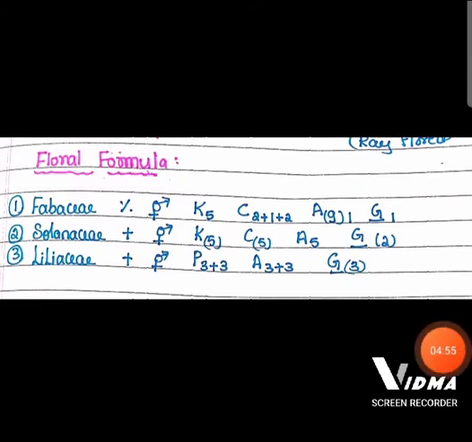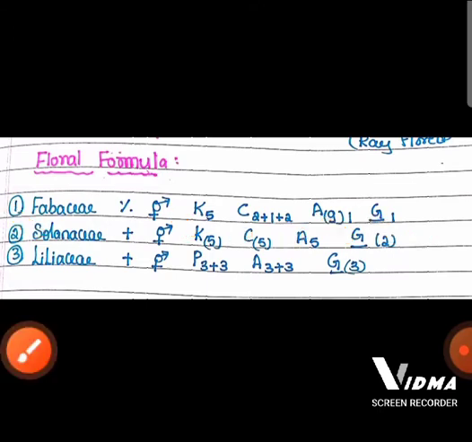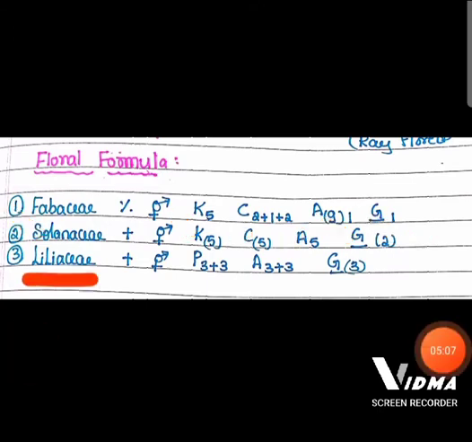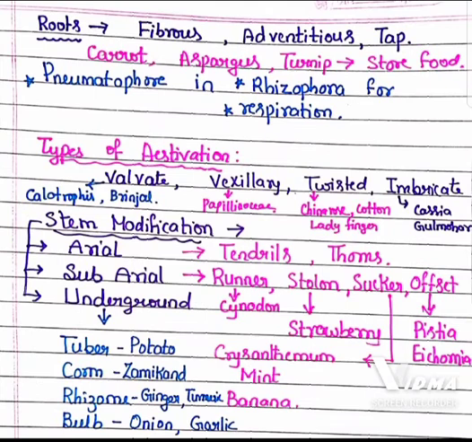unicarpellary. Whereas in Solanaceae, bisexual flower, calyx fused, corolla fused, androecium 5, stamens are free, gynoecium is superior but bicarpellary. Then Liliaceae, it is also bisexual, calyx and corolla are fused, that is called perianth, androecium 3+3, gynoecium superior but tricarpellary.